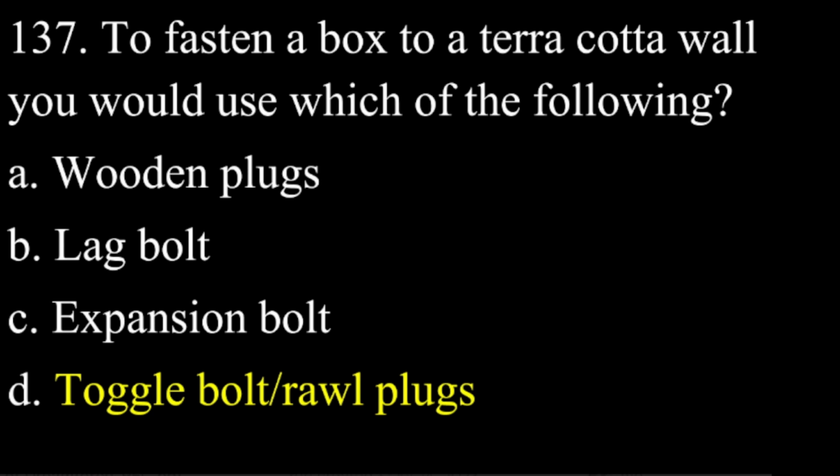To fasten a box to a terracotta wall you would use which of the following? A. Wooden plugs. B. Lag bolt. C. Expansion bolt. D. Toggle bolt roll plugs.